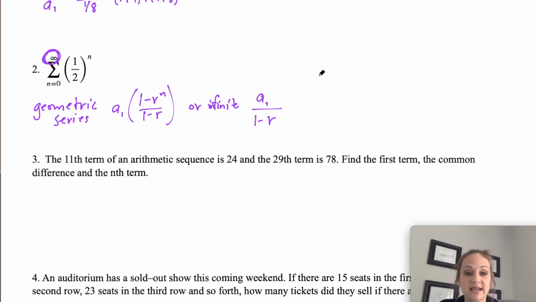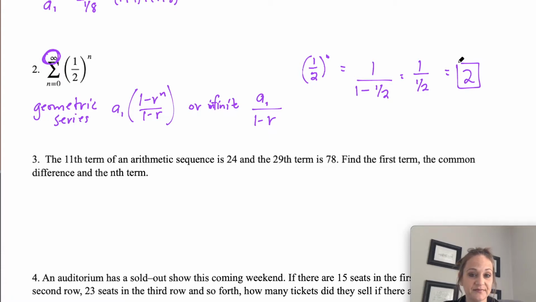So we're going to take our first term, and we find the first term by literally plugging in the first term. So if you plug in 0, I'll get 1/2 raised to the 0 power, which is 1. And then on bottom, it is going to be 1 minus the ratio. The ratio is 1/2. 1 minus 1/2 is 1/2. And 1 divided by 1/2 is the number 2.